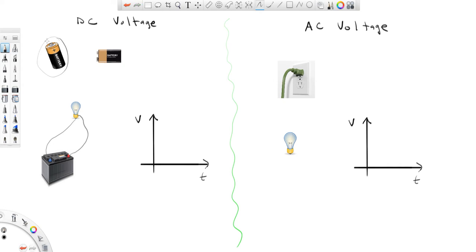Here's a picture of maybe a 1.5 volt cell battery, and here's a picture of a 9 volt battery, and here's a 12 volt battery that we're going to talk about running this lamp. All right, so batteries provide DC voltage sources. Now, if we look at this example, this 12 volt battery running this bulb here.